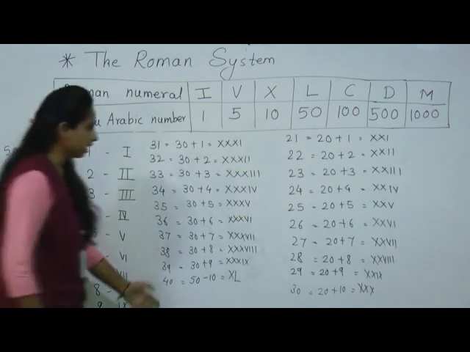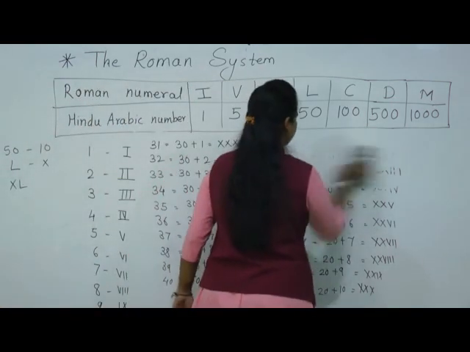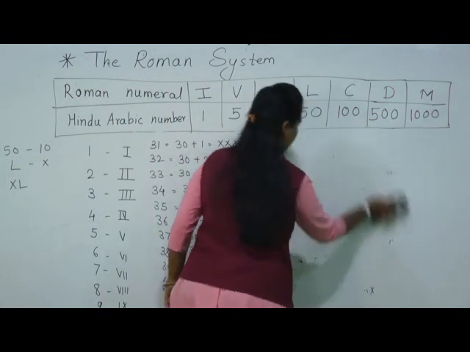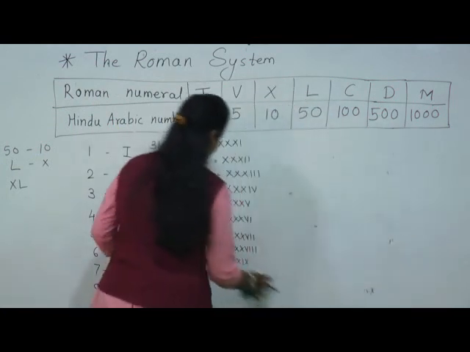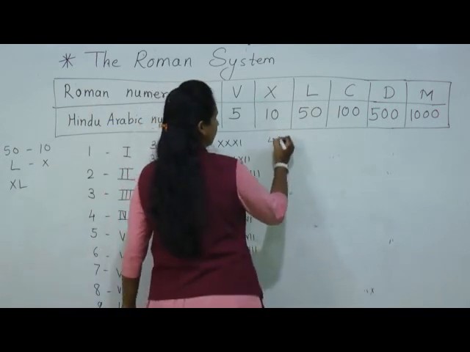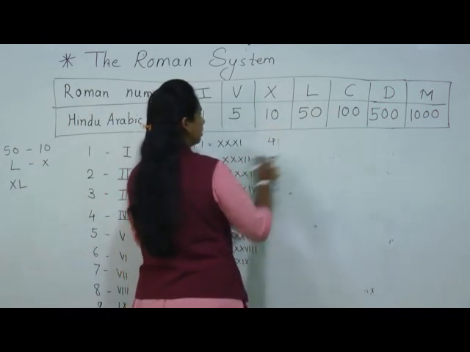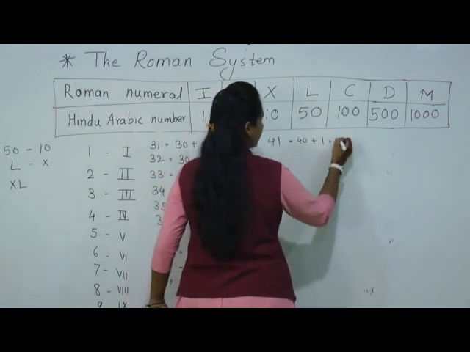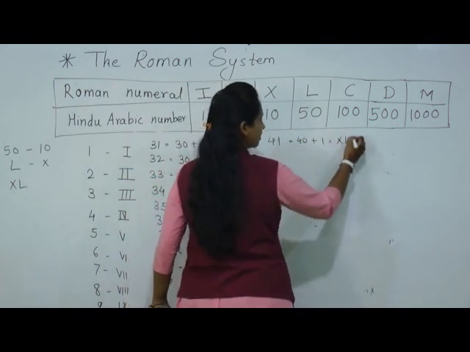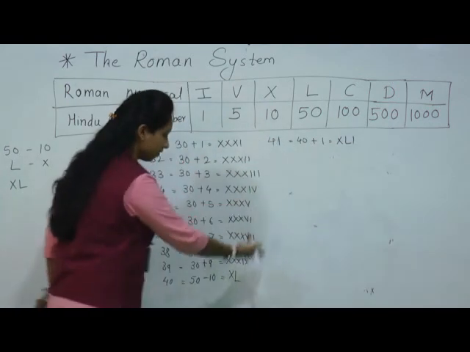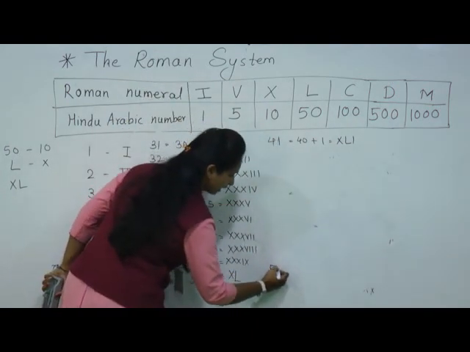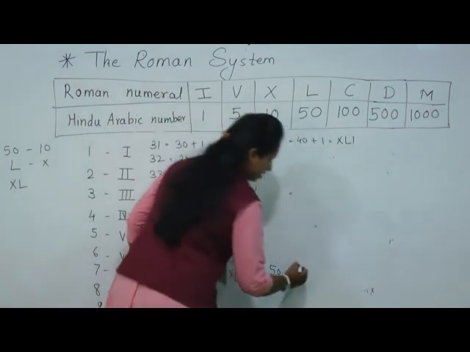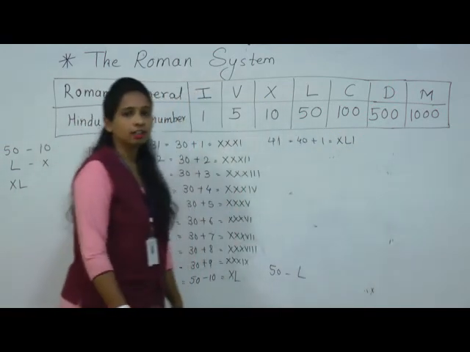Now we got 40. So continue the same. 41. So what will repeat? 40 plus 1 is 41. 40 is represented as XL and I. In the same way it will continue. So at last 50. What is the 50 value? That is L. Got it?